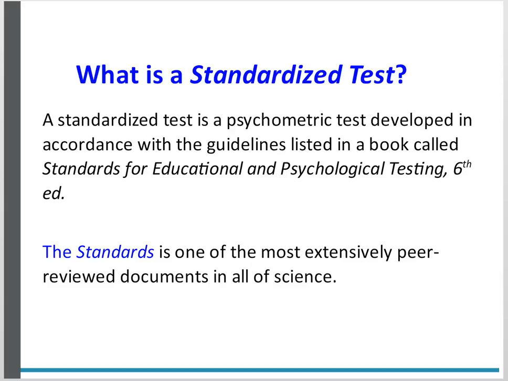This book is one of the most extensively peer-reviewed documents in all of science. For the 5th edition of this work, there are 39 expert reviewers, and over 75 organizations offered reviews as well. This produced over 8,000 pages of peer review comments for a 200-page book. So this is the work that has undergone extensive scientific scrutiny. This work sets forth the standards for what a psychological test should be and how it should be developed.